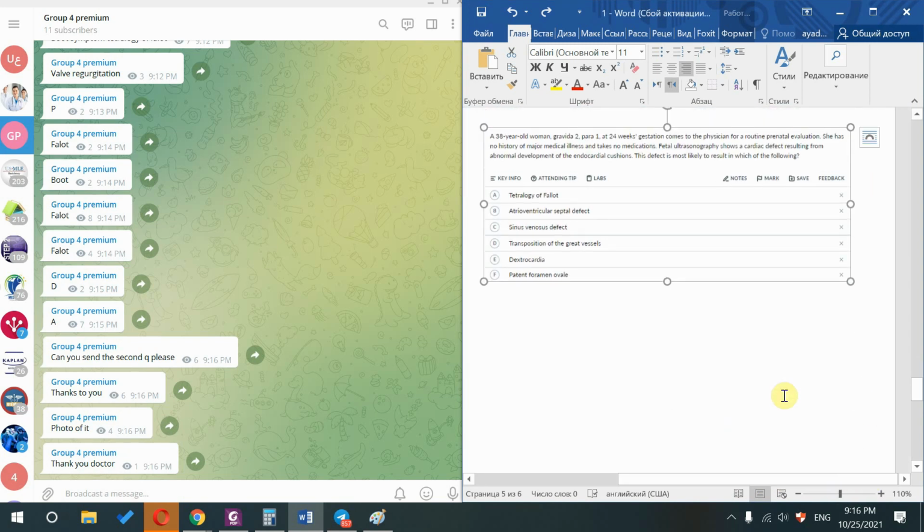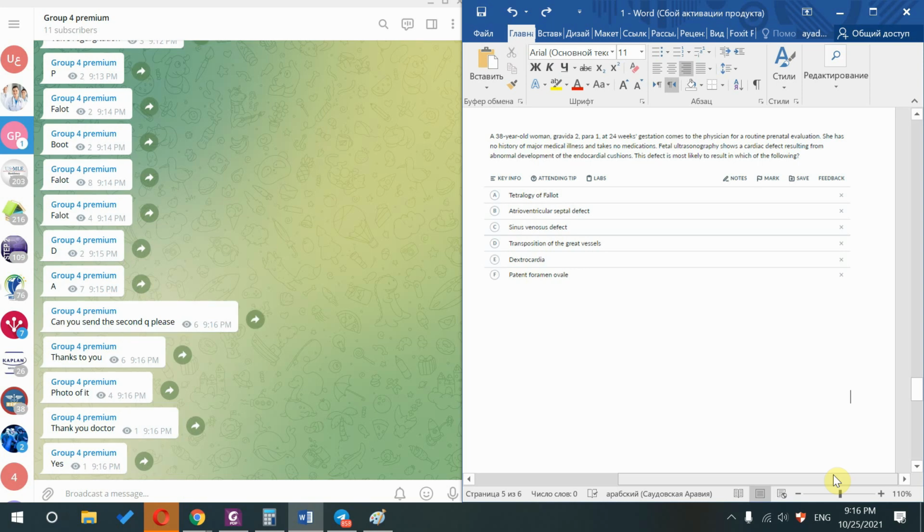Okay, so a 38-year-old woman, gravida 2. Is it visible for you guys? Can you see the writing? Okay, good. When you read in the question gravida 2, it means she was pregnant twice. Para 1, she delivered once. So she was pregnant twice, delivered once. And she is at 24 weeks of gestation.